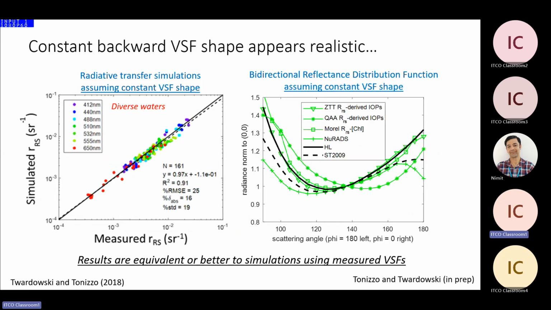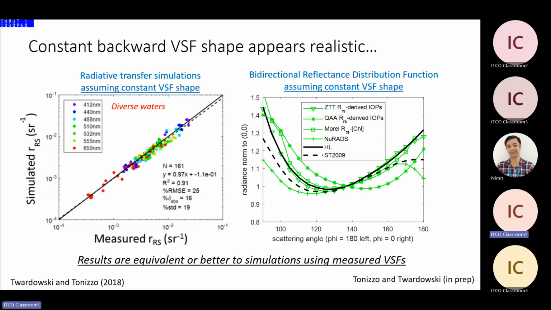And this is more evidence that a constant shape in the backward direction appears realistic, because if you go through radiative transfer simulations, assuming a constant VSF shape in the backward direction in diverse waters, and you have measured remote sensing reflectances and simulated remote sensing reflectances, and these all have different solar zeniths, so all different kinds of BRDFs, you get a very, very nice relationship. And when you look at the bidirectional reflectance distribution function, assuming a constant shape, it also does a very, very good job. It matches full simulations with HydroLight really, really well.